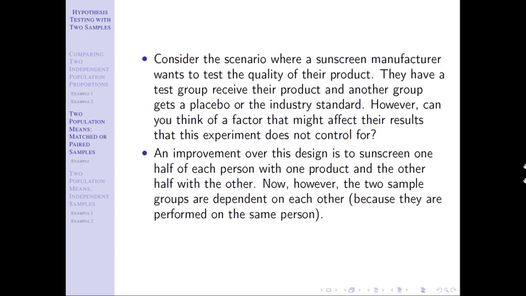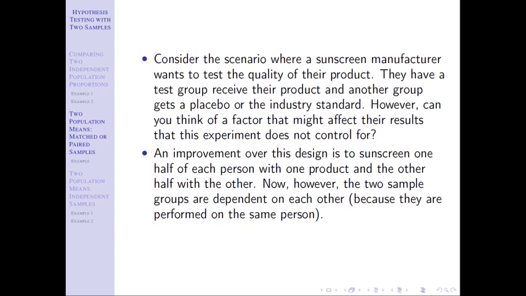And so we note here that an improvement over this design is to sunscreen one half of each person with one product and the other half with the other. This eliminates a lot of issues because when someone's laying out at the beach, they typically aren't laying on their side. They typically aren't laying half under an umbrella, half under one. Any issue with the person, whether that's age or gender, race, anything like that, is taken care of because it's the same person. And so you can see how this would eliminate a lot of these issues, and that would be an improvement.